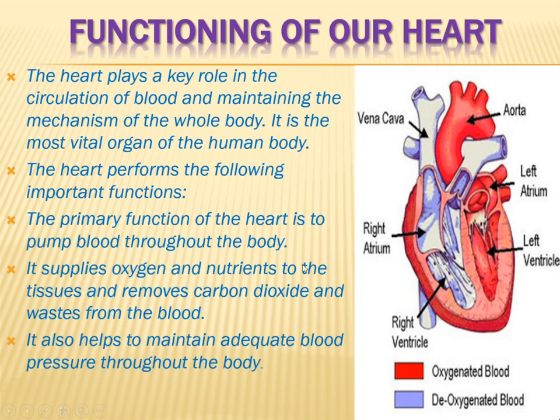Now it also helps to maintain adequate blood pressure. For example, if our heart was like the heart of a grasshopper, then it would not play such an important role, and the blood pressure in our hands would be much higher and the blood pressure in our legs would be much lower. But that is not the case in our body, because our heart plays the most vital role, and for this reason the blood pressure is adequate and equal in each and every part of our body.